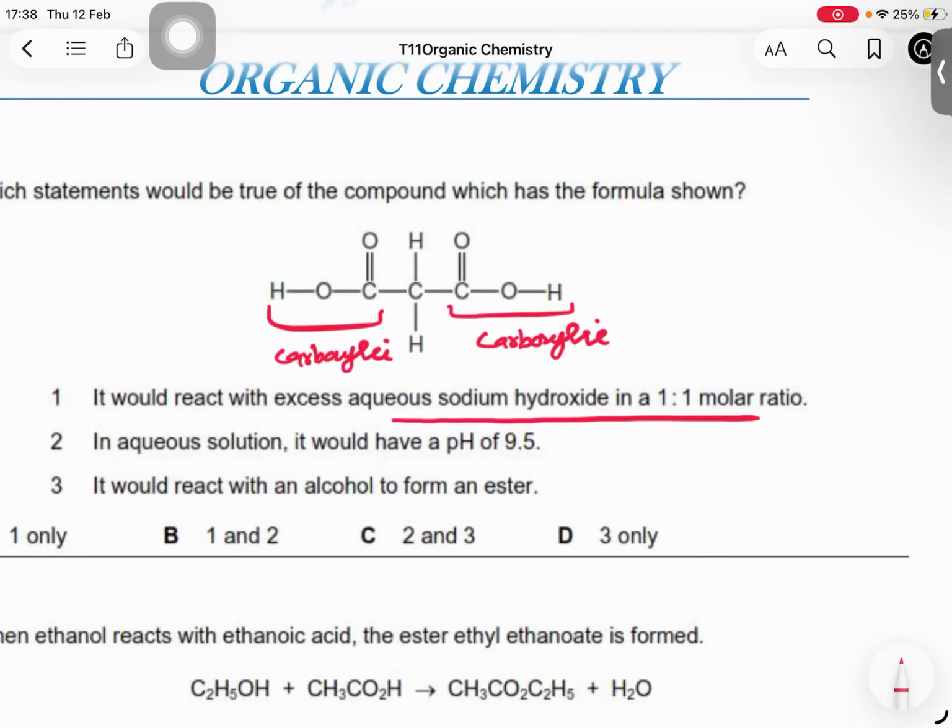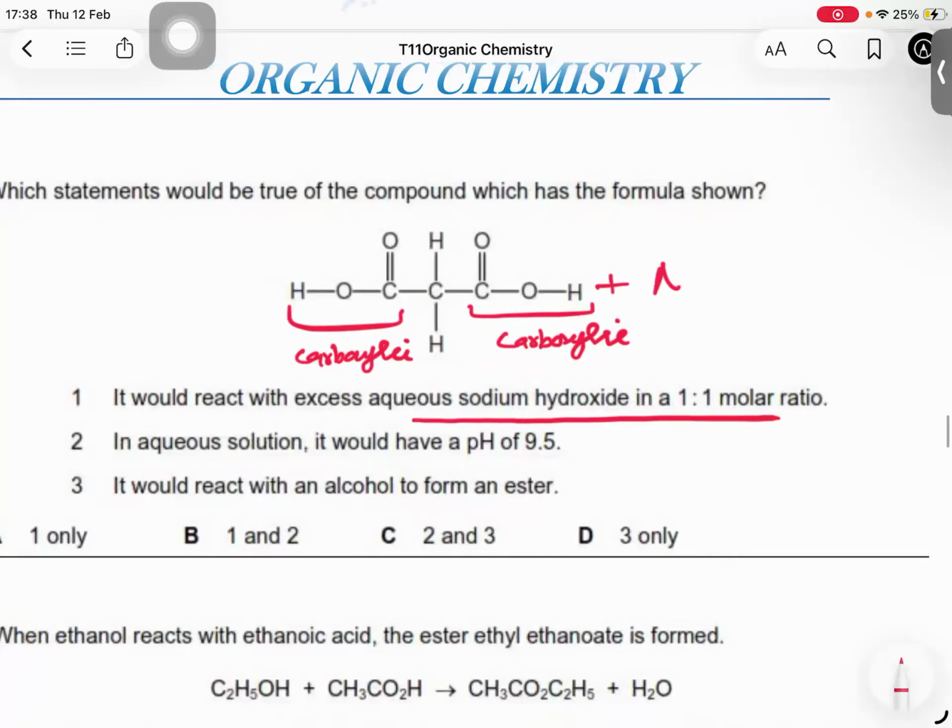So this I'm going to explain, as we have not done this yet. We'll do it in the acid-base salts wala chapter. So sodium hydroxide is an alkali. But the rule is one alkali reacts with one carboxylic acid. So it means you need how many alkalis to react? 2. So ratio could not be 1:1. The ratio could be 1:2. So that's not a right option.